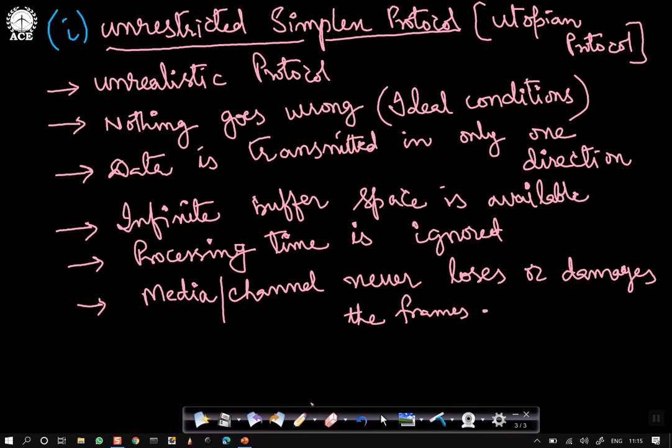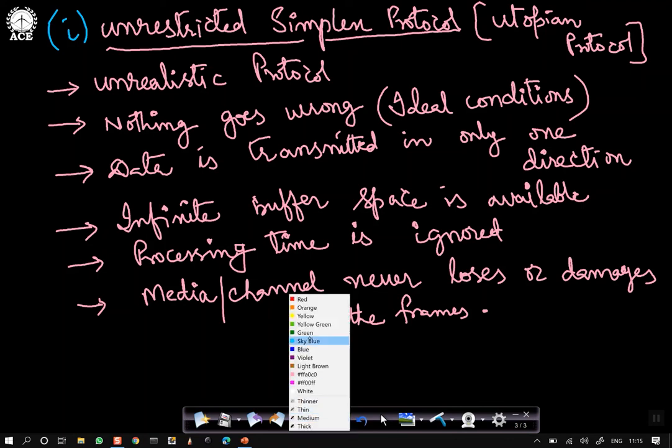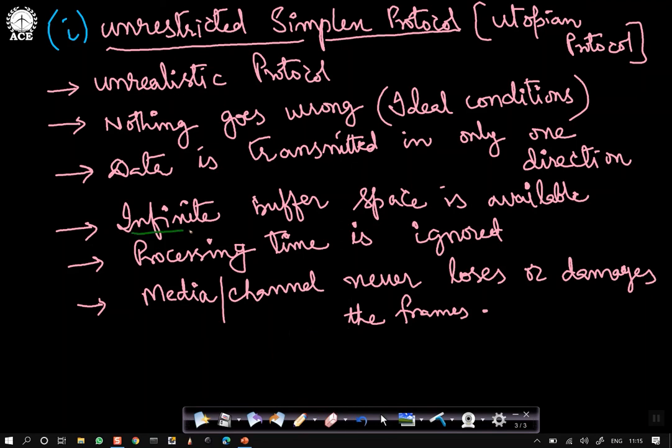So we have infinite amount of buffer space available. Okay, and nothing goes wrong. That's why unreality. Media will never lose out, never loses or damages the frames. So I will show you the working in the form of procedures, which you have to also implement like a program using C or C++. All these three protocols, I would appreciate if you implement it in a program and simulate the behavior.